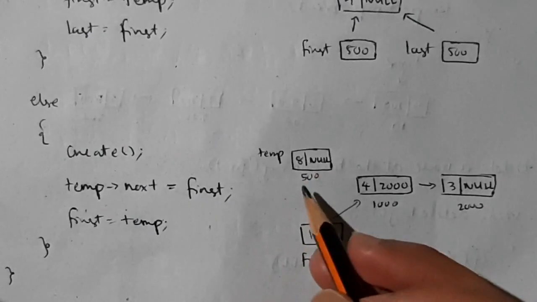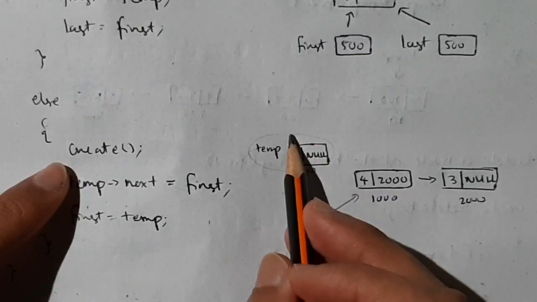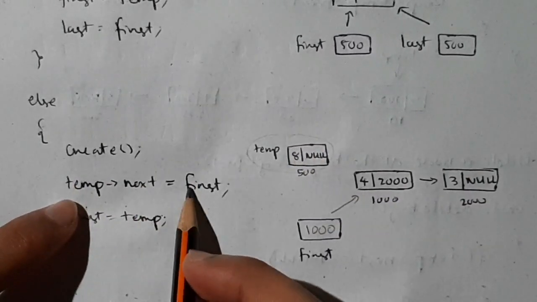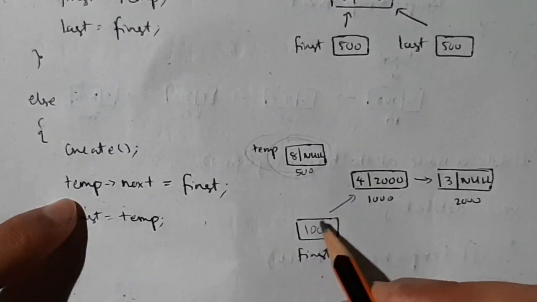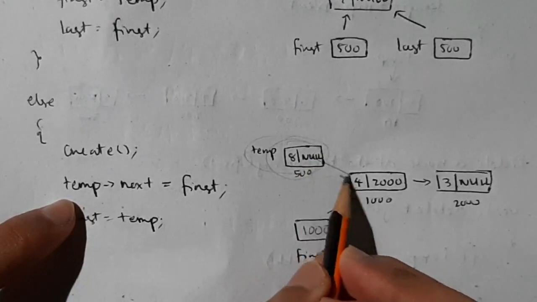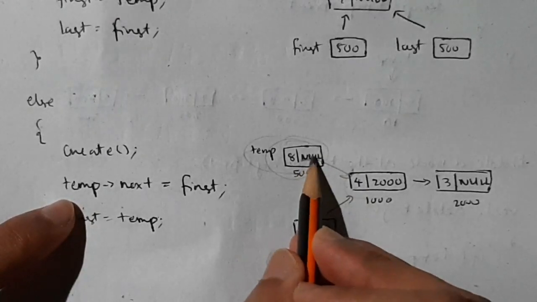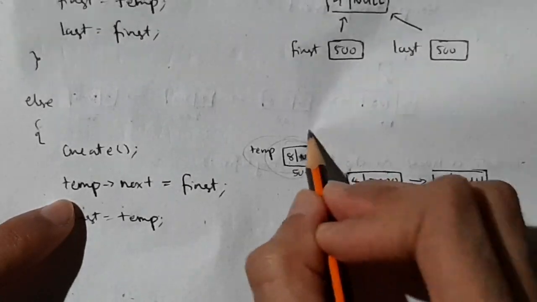So how will I do that? Firstly I will create this node. Then after that, temp arrow next is equal to first. Since this is the first node, the next part of this should point to whichever node is now first, meaning this will point to this, right? So in the memory, in the address part, I have to store this address which is 1000, which I will store here instead of null, 1000.